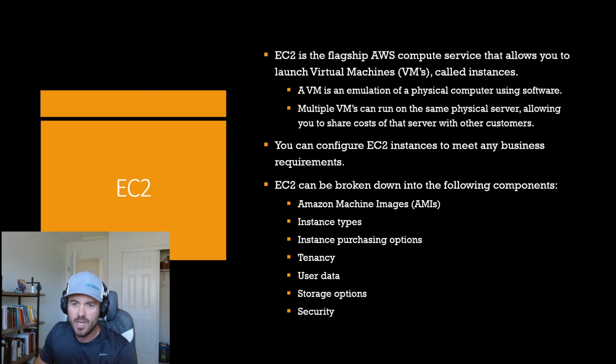All right. EC2 instances are very flexible. You can configure them to meet any kind of business requirements. Maybe you need some that are larger or smaller, more or less resources, more or less quantity. It's, again, very flexible, okay? And you can break down EC2 into the following components. All right, you've got Amazon Machine Images, otherwise known as AMIs, instance types, instance purchasing options, tenancy, user data, storage options, and security. Okay, and we'll go through each of those domains here shortly.